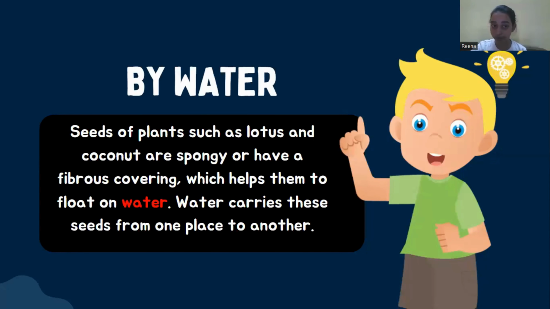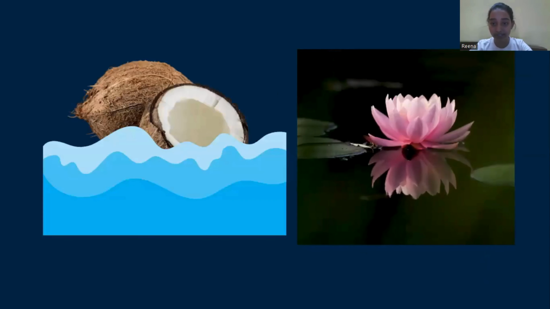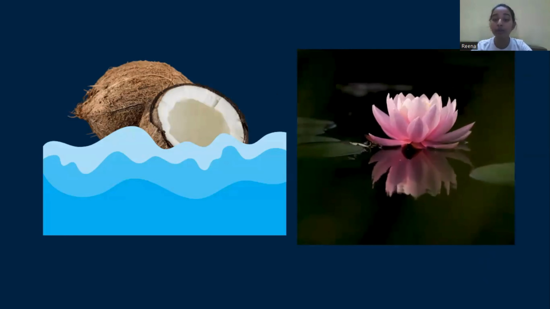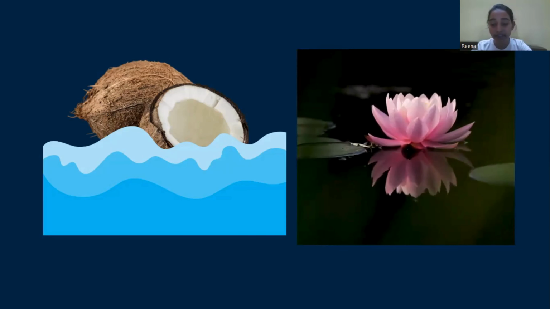Next is by water. Seeds of plants such as lotus and coconuts are spongy and they have a fibrous covering, okay, that helps them to float on water. And that's how they are dispersed from one place to the other. The example you can see that the coconut is in the water and the lotus is in the water because it's dispersed, okay? And then again, it is flown to another part of the area so that it grows again. These are all the seeds that will grow again.